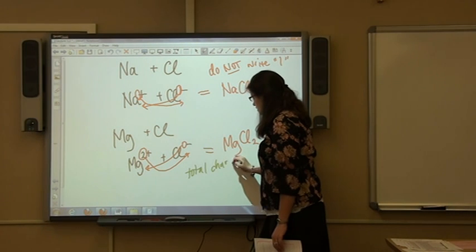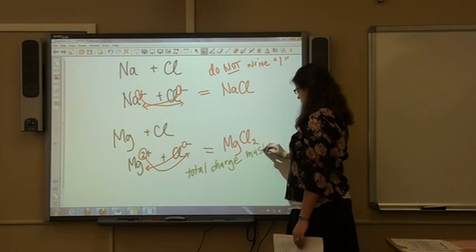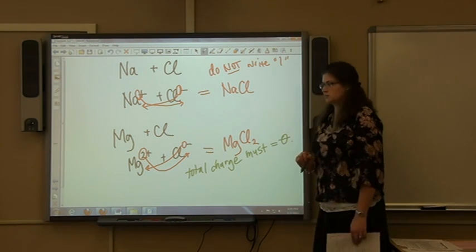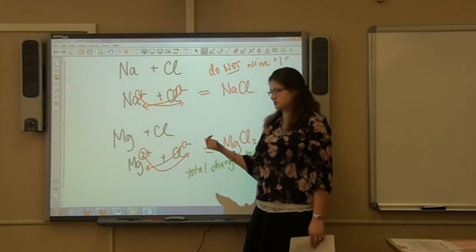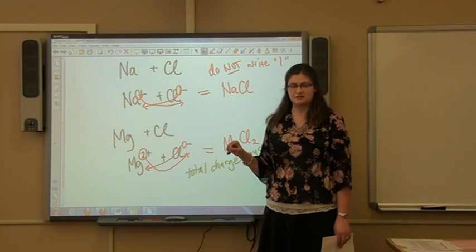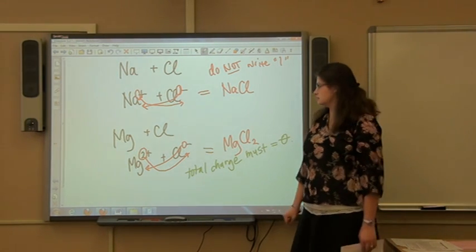The reason we need to swap the numbers is because for a compound, your total charge of all of your elements in the compound must equal 0. And by flipping the numbers, you're going to have an equal number of both pluses and minuses to equal 0.